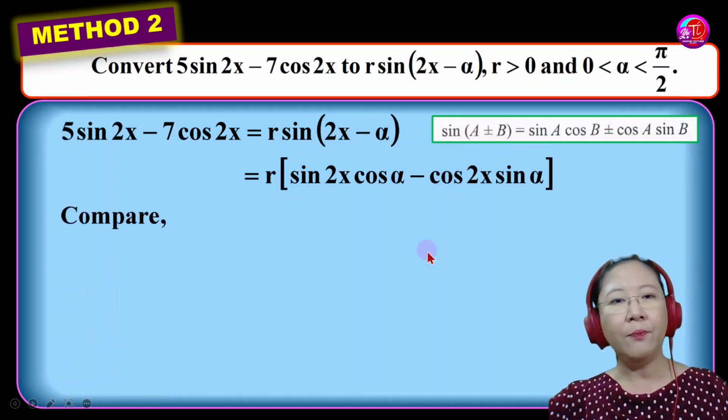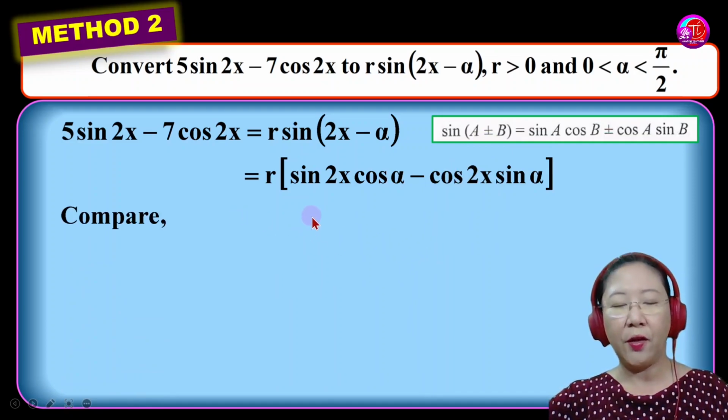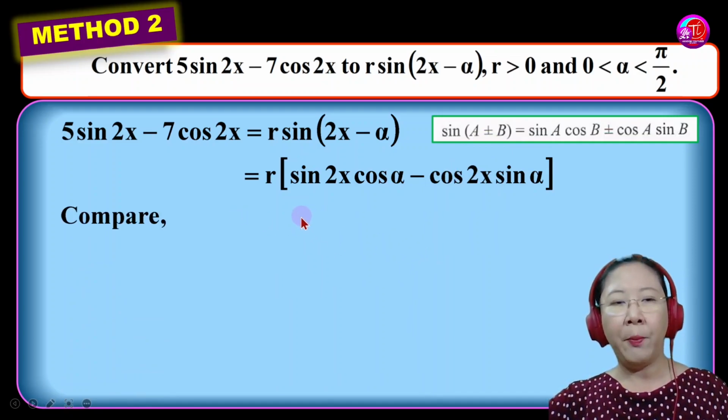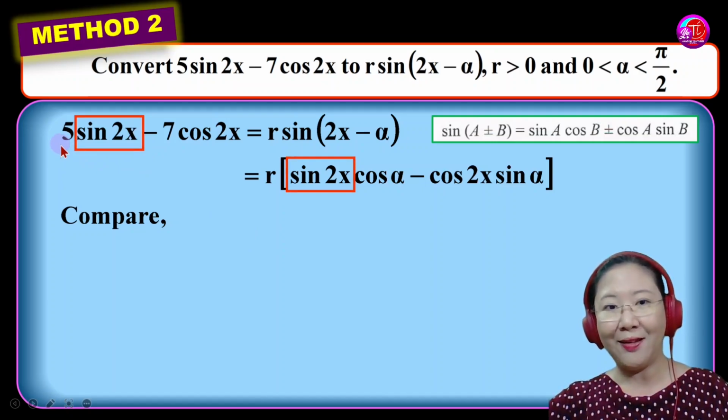After you fill up, you will start to compare. I'm not going to go further. I will start to compare and carefully see what they gave you. They gave you sine 2x. So I'm going to block out that sine 2x. Whatever is in front of sine 2x is the number that I need. Same like just now. So the one that I need now is the R and the cos alpha.